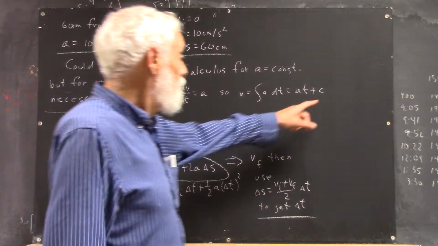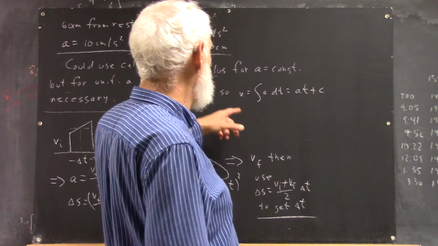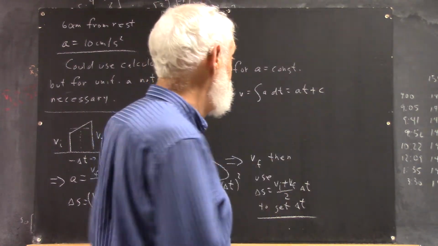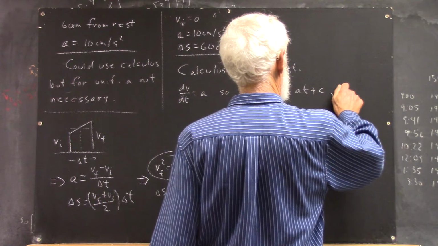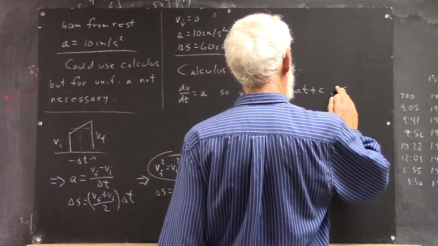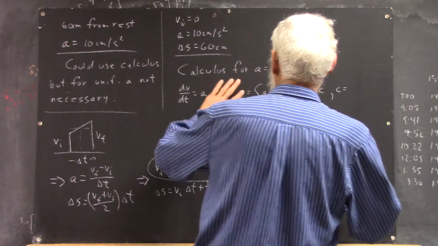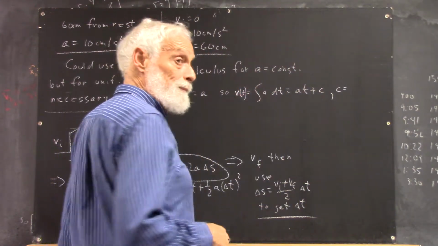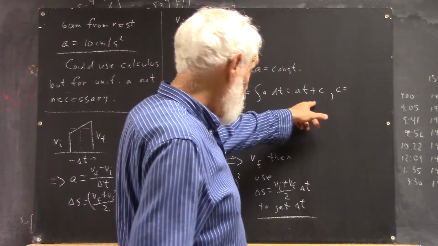Now, this constant is just whatever the velocity is when t equals 0. And let me write this velocity as a function of time. Okay, because that's what it is. We've got a function of time here, right?